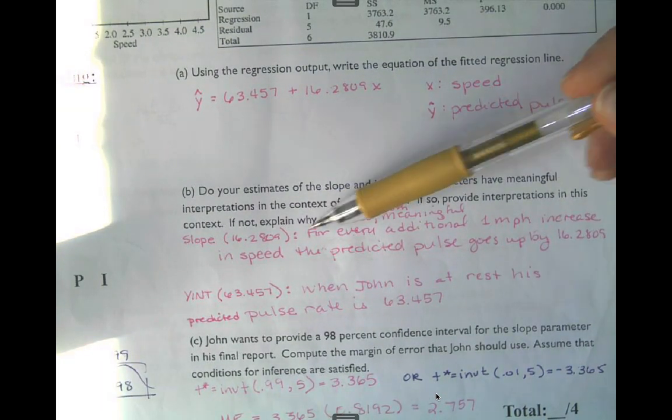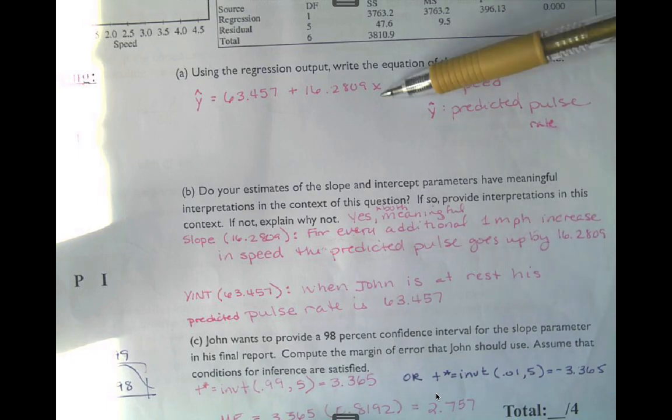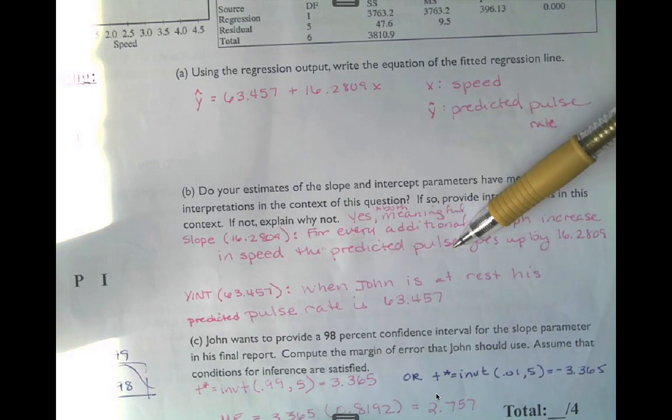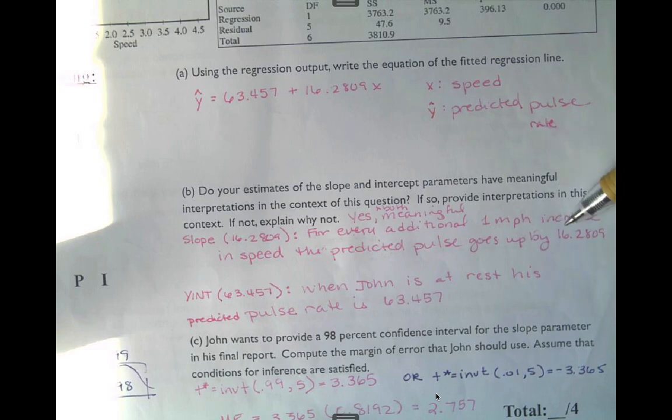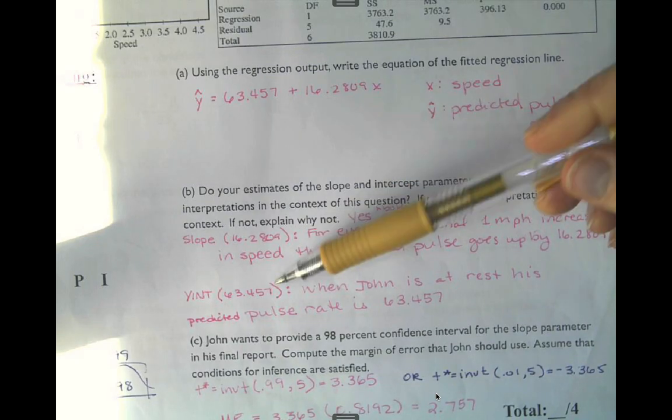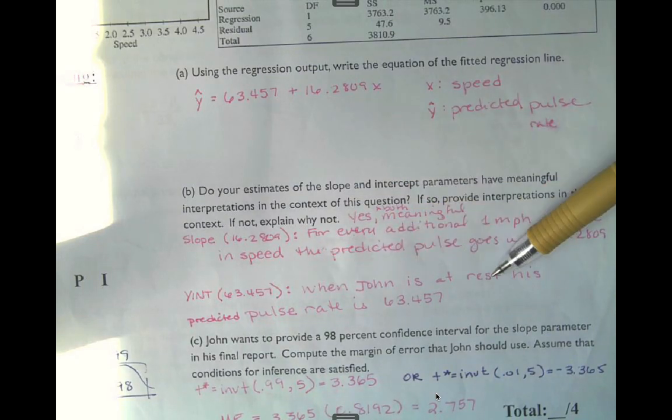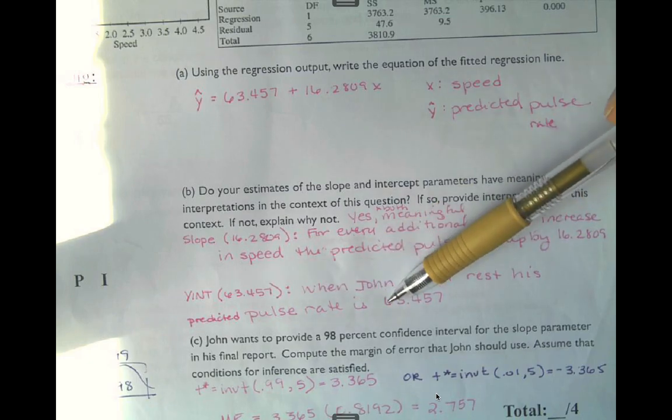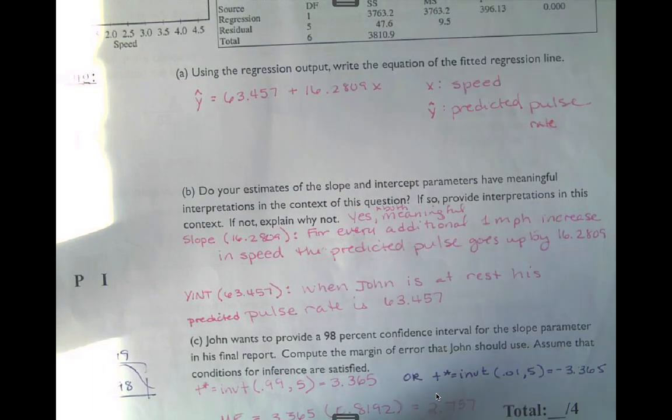So the slope: for every additional 1 mile per hour increase in speed, the predicted, remember that word, predicted pulse goes up by 16.2809. Y-intercept: when John is at rest, his predicted pulse rate is 63.457, which is reasonable.